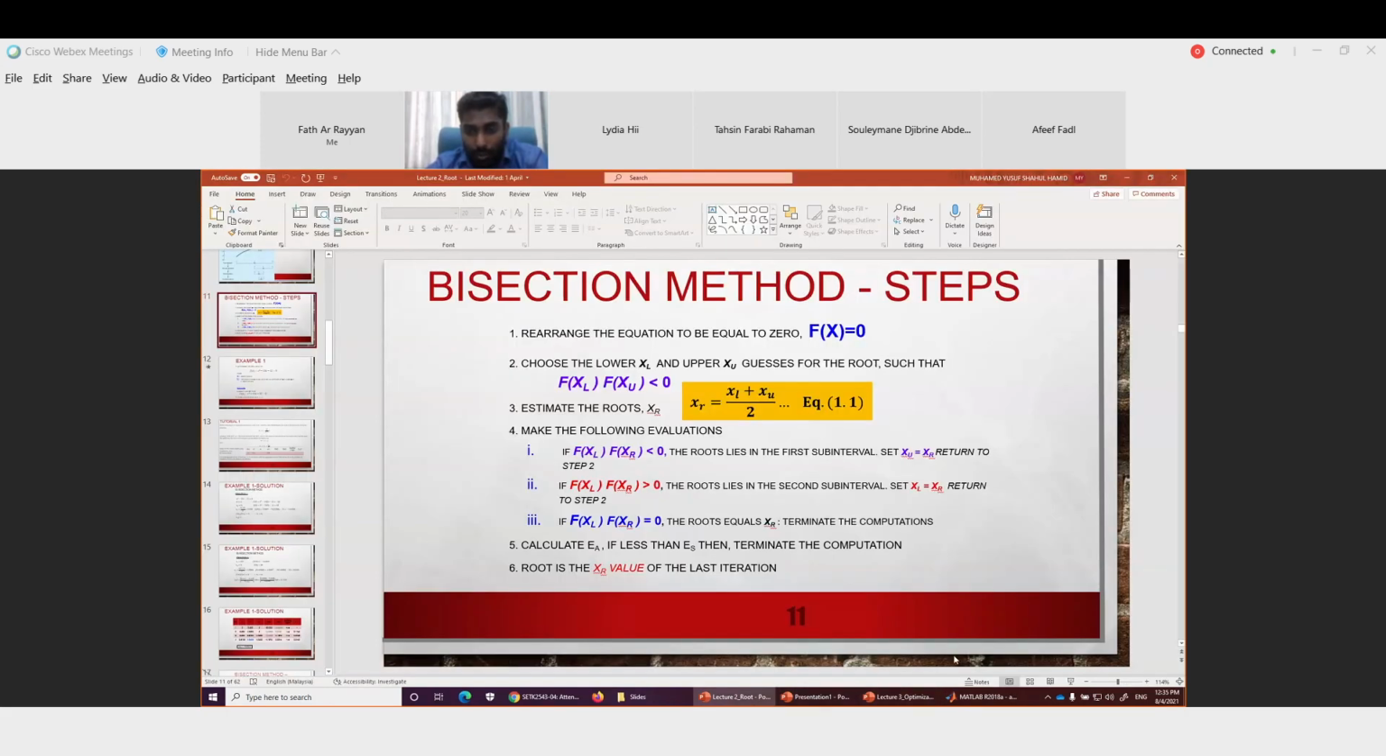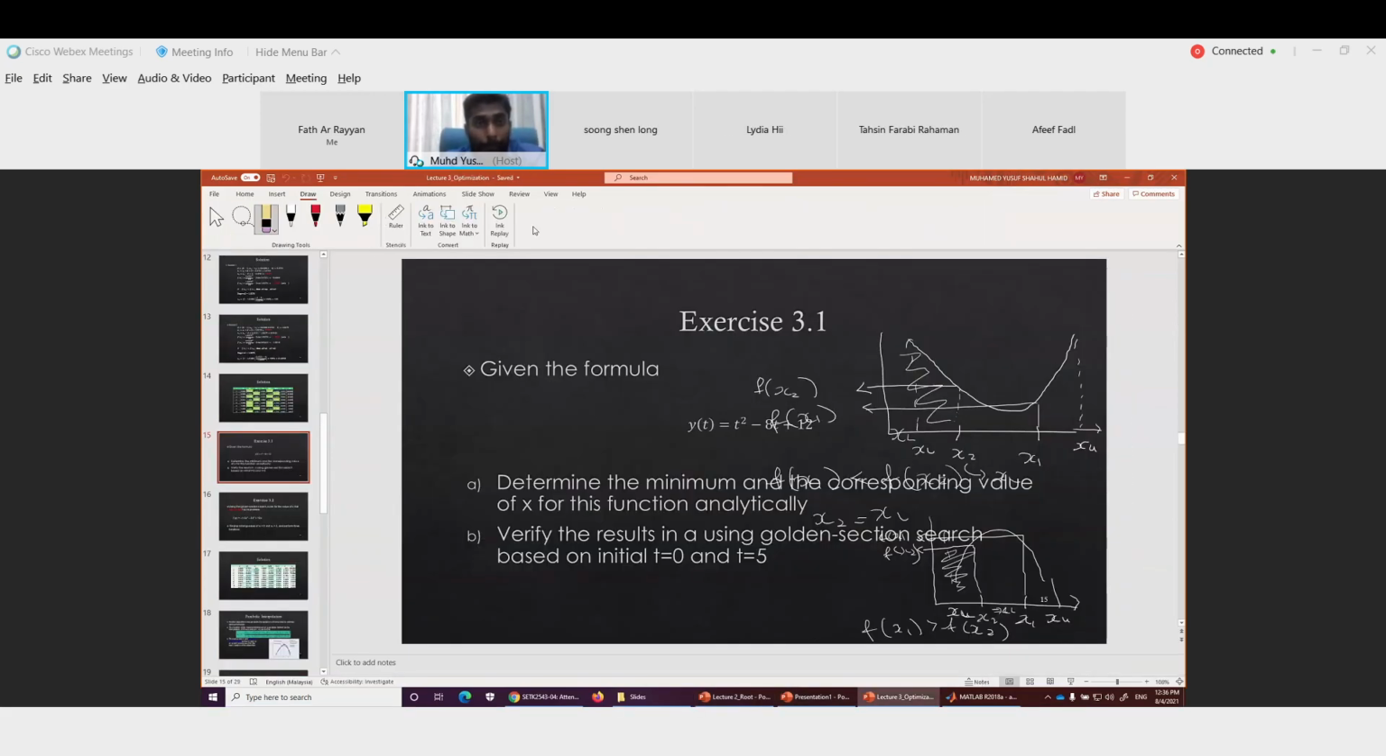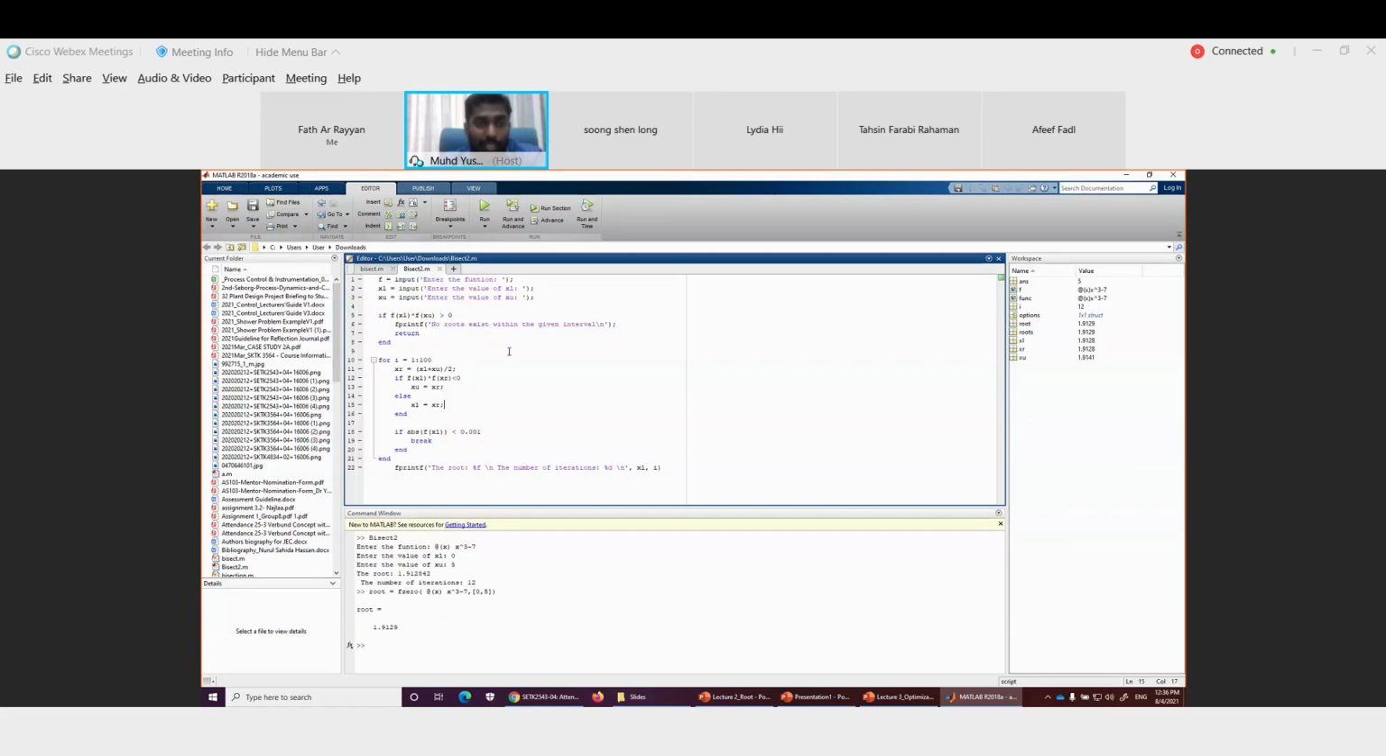Question about anything is also okay, no problem, since we have a little bit more time. Doctor, regarding the MATLAB, can we use the coding to solve Newton-Raphson as well? Because we only have bisection. The MATLAB that I just gave, I developed it based on the bisection method.